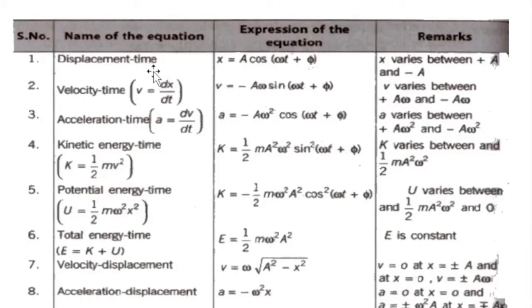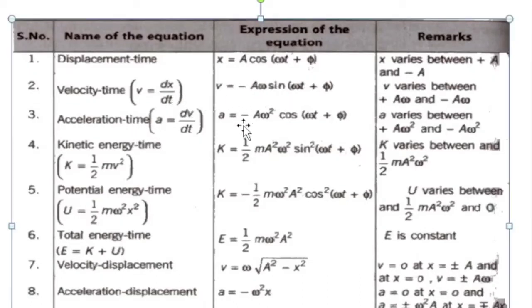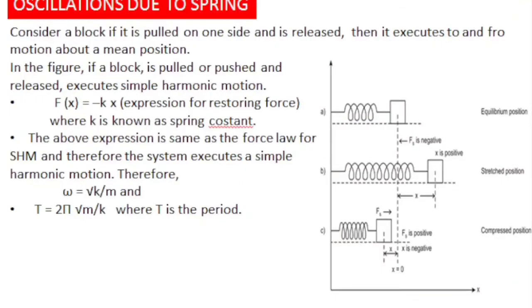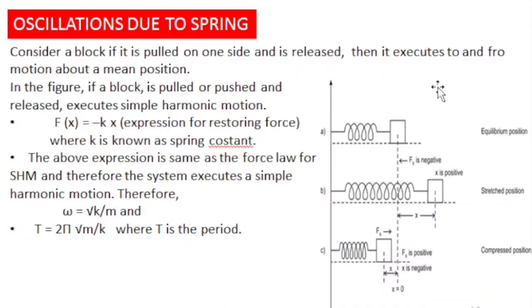After this, one table is there. Displacement expression you can write x equal to a cos omega t, and x varies between plus a and minus a. In the velocity-time graph, velocity becomes this one, acceleration becomes this one. So you must remember this table, take a screenshot of this right now. After this only one or two topics are left. Next one is a body executing simple harmonic motion, and the best example is oscillation due to a spring.